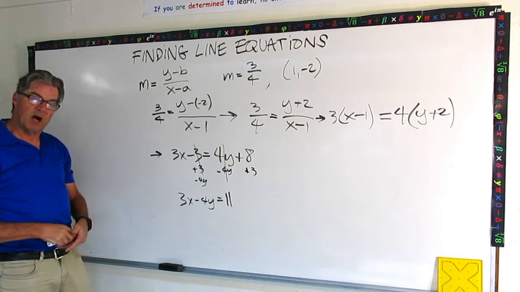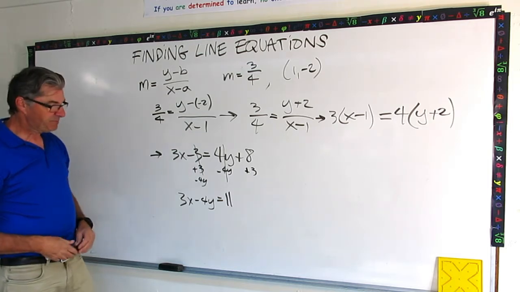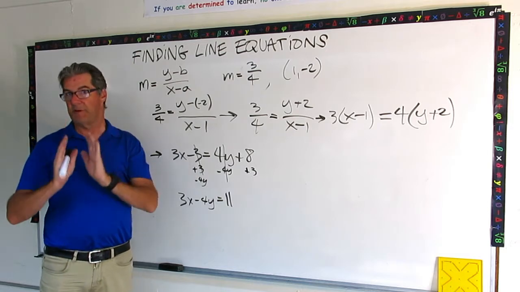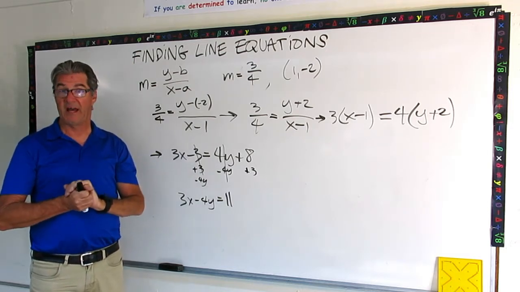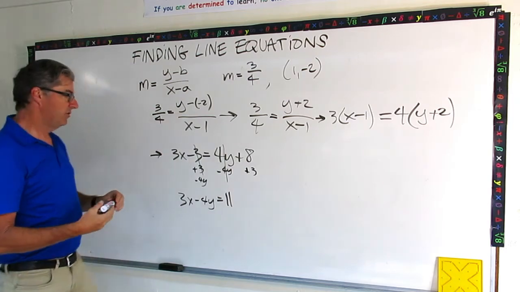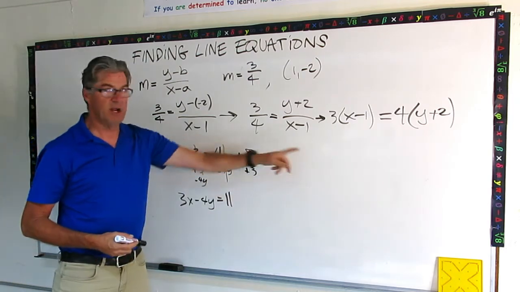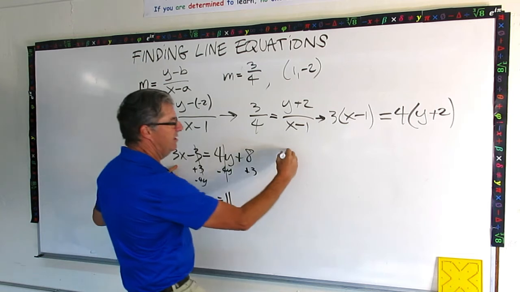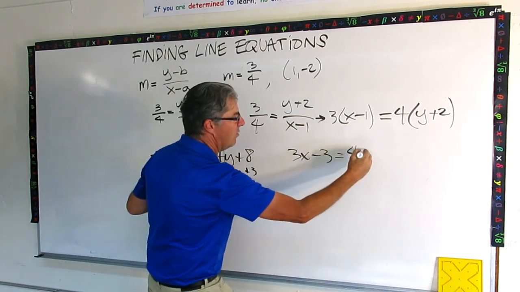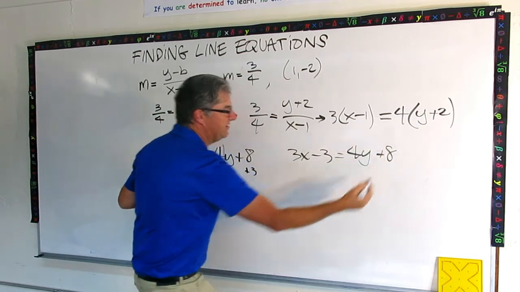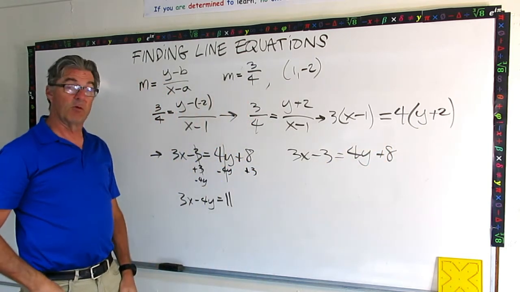This is a little bit more complicated, but not much. Your key to remember slope-intercept is that's the line equation solved for y. That's all it is. So I'm going to rewrite this over here, and we'll do that. So this was 3x minus 3 equals 4y plus 8. So we need to solve this one for y.